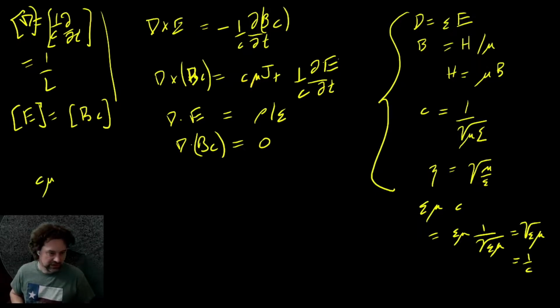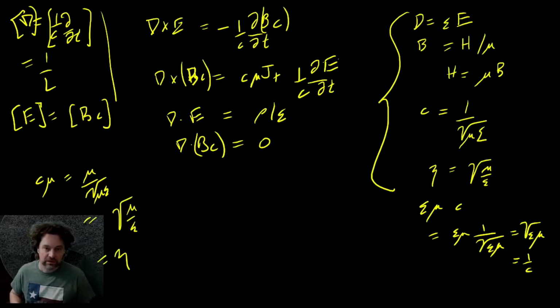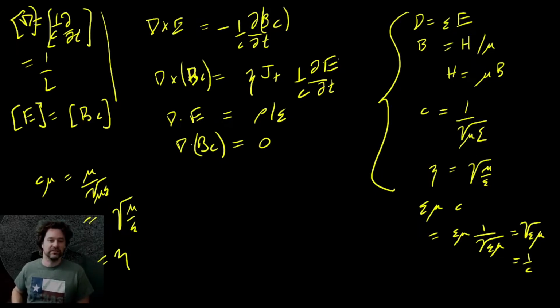And the only thing left to do here is let's look at C mu. So C mu is mu over the square root of mu epsilon, which is square root of mu over epsilon, which is our eta. So that's eta.